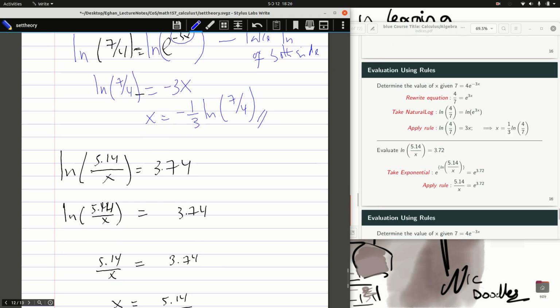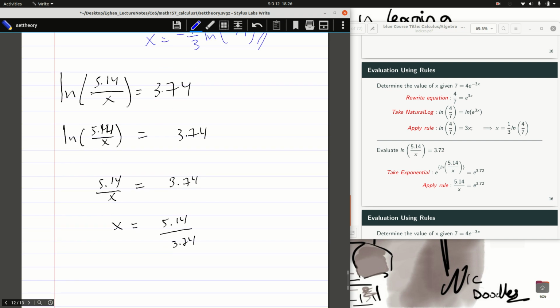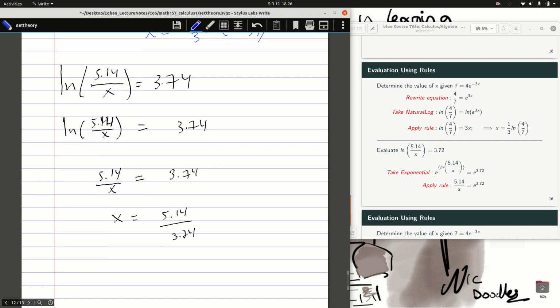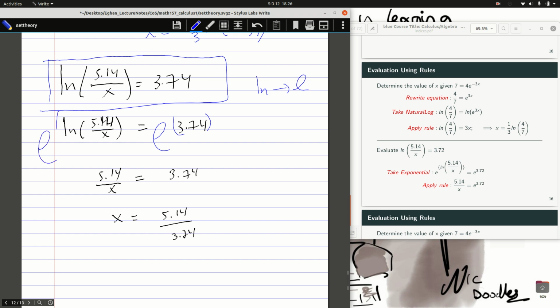Now the second example, I have the expression given in ln equated to some number. I still want to find my value for x. What can I do? Because there's a ln, I can introduce the exponential. So I take exponential of both sides, exponential of this whole thing. This means I'm taking the exponential of both sides to clear the natural log.